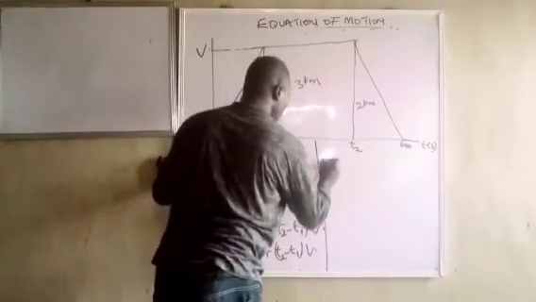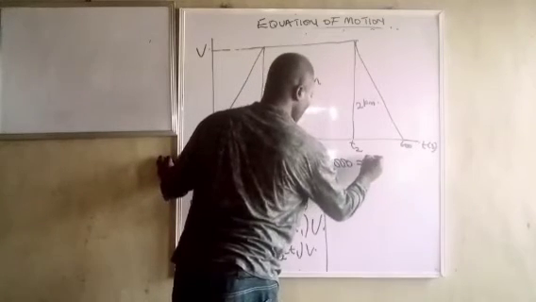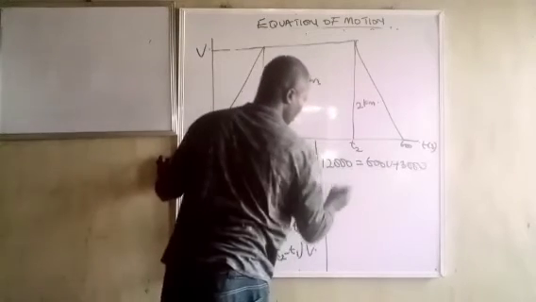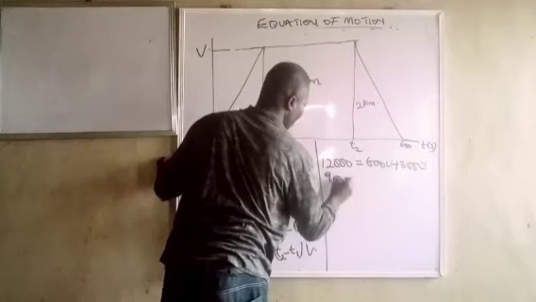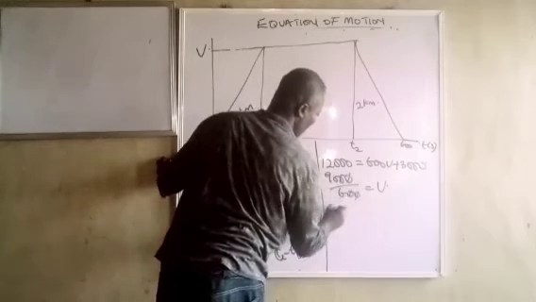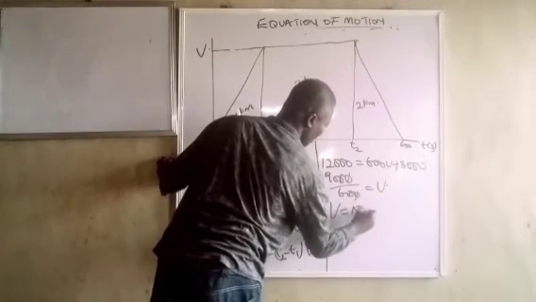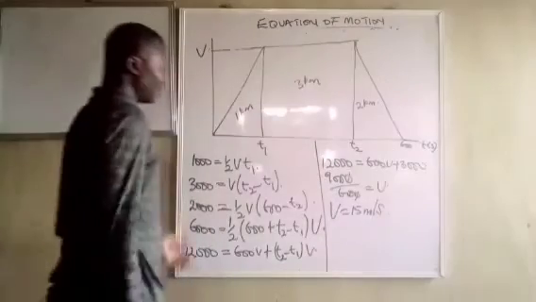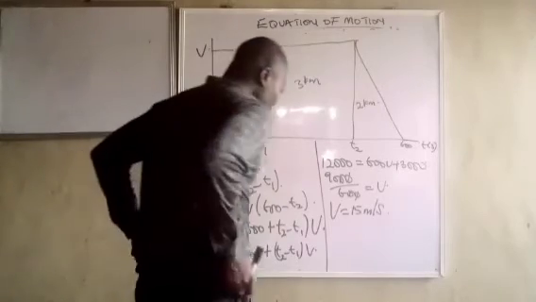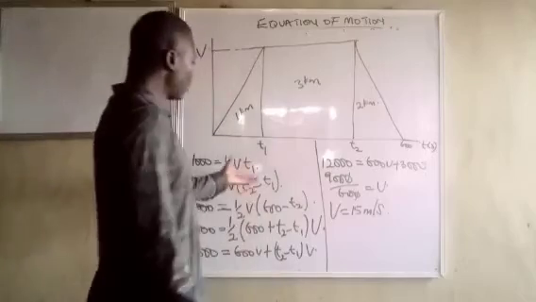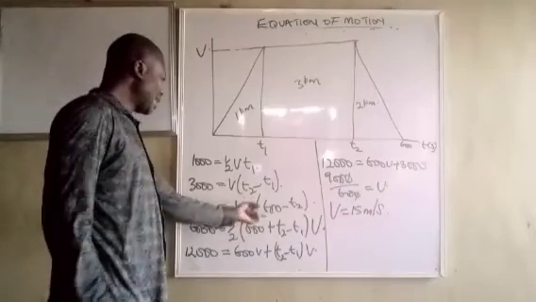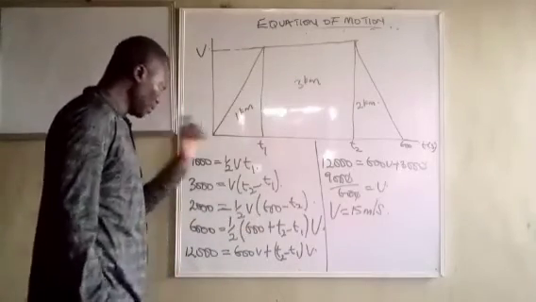And so I have 12,000 is equal to 600V plus 3,000. So 9,000 over 600 is equal to V. So V is equal to 15 meters per second. Now we are to find the time intervals, that is T1, T2 minus T1, and 600 minus T2. Let's get it.